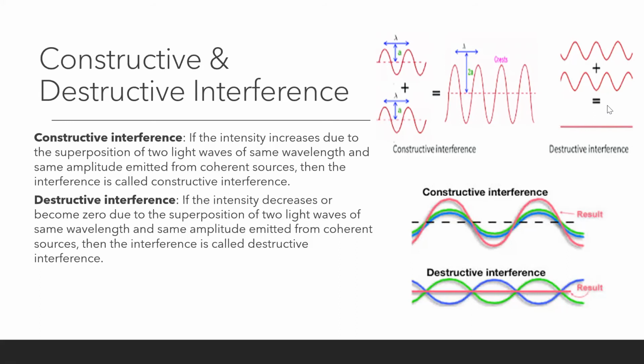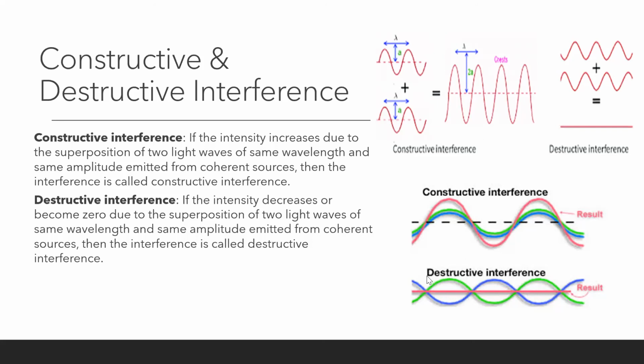The waves are destroyed. So if two waves which are out of phase superpose or combine, it causes the destruction of both waves, and we have destructive interference. We won't see light, which means it will be dark, or there will be minimum or zero intensity.